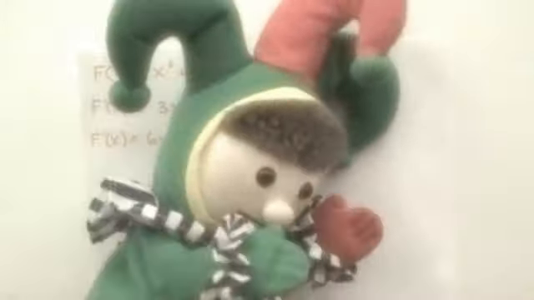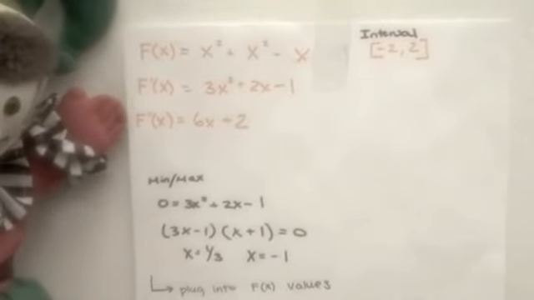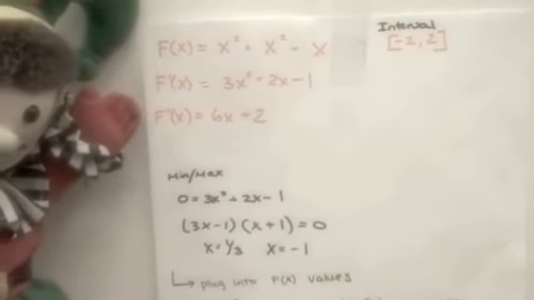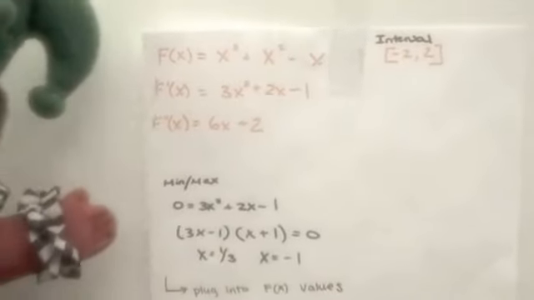Plug the values into the second derivative, and if the second derivative was negative, that meant it was a max, and if it was positive, it meant it was a min, because a minimum is concave up, meaning that it goes from decreasing to increasing, and a maximum is concave down, meaning it goes from increasing to decreasing.